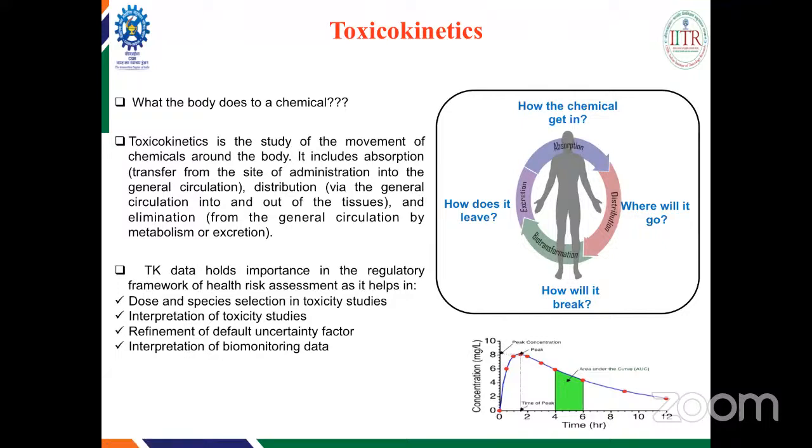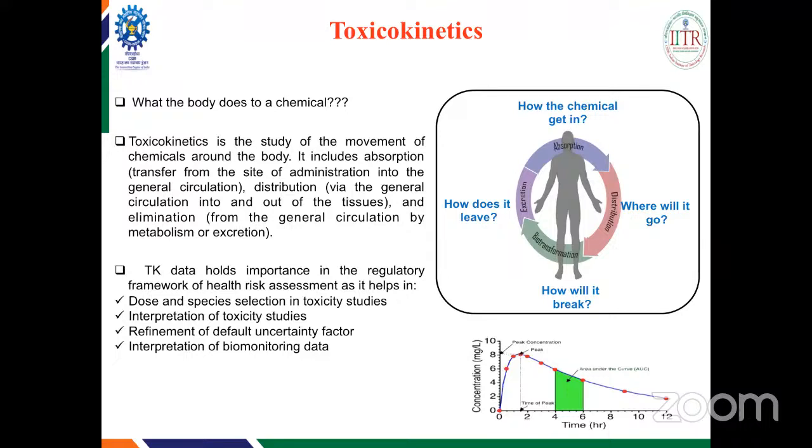It helps you decide the dose and the species selection for toxicological studies. It helps in the interpretation of toxicity data, because several times we see toxicity at certain doses, but when the doses change, toxicity is not seen. As we increase the doses, toxicity does not increase to a similar extent. What could be the possible reason for not seeing the effect as per the dose we are increasing? Understanding the relationship between the dose and the concentration inside the body helps you interpret the toxicological data. Another important area is the refinement of the default uncertainty factor.